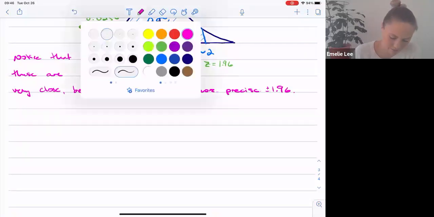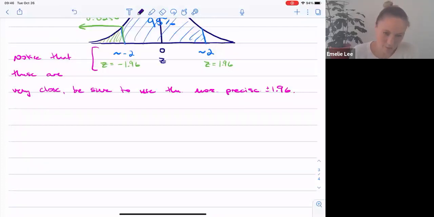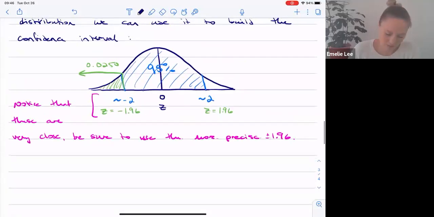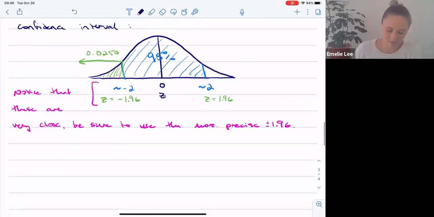Okay, yeah. We'll talk about hypothesis testing. But we're not talking about hypothesis testing. Okay, so we will make the connection once we introduce it. Okay, it's actually always the probability that the null hypothesis is true. So just hold your horses. Okay, so notice that these are very close, but we're going to be using the more precise version.